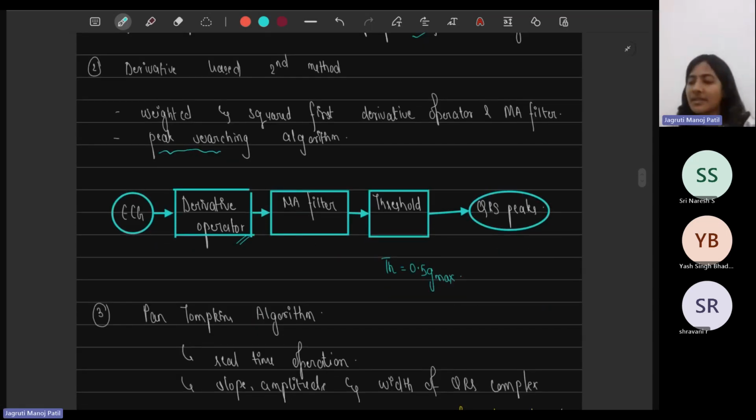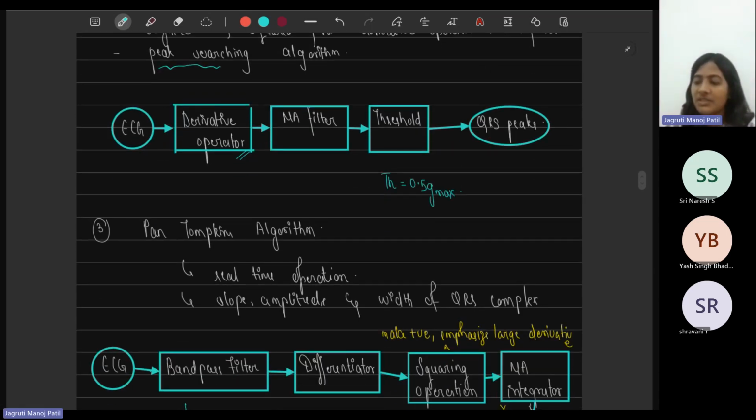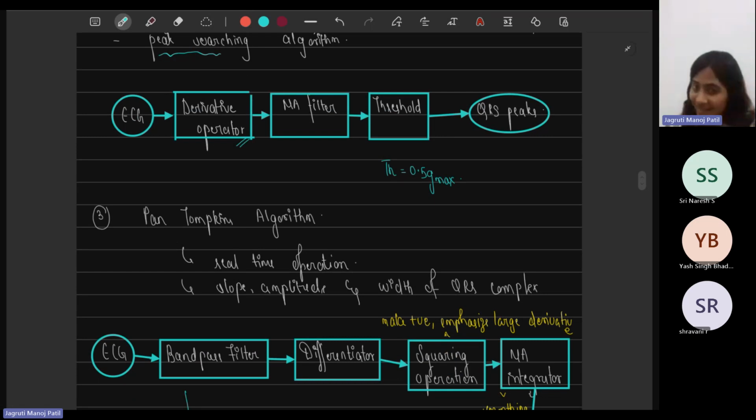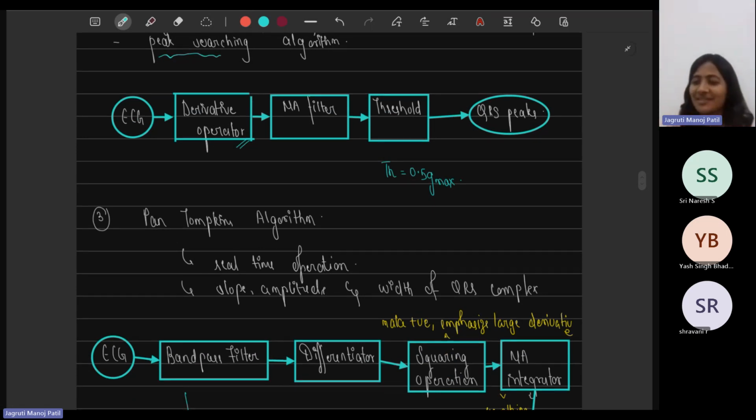Next, there's this Pan-Tompkins algorithm. Pan is one person, Tompkins is another person, but it is known by both of them. Usually people say Tompkins algorithm. This is a real-time operation that's very nice, so that we'll be able to detect the signals, and people would be able to just acquire the data and see what the interpretation of the data is right then. What it utilizes is the slope, amplitude and width of the QRS complex.